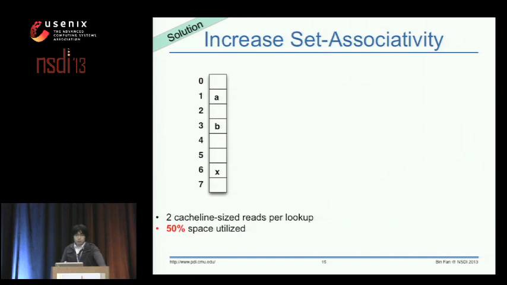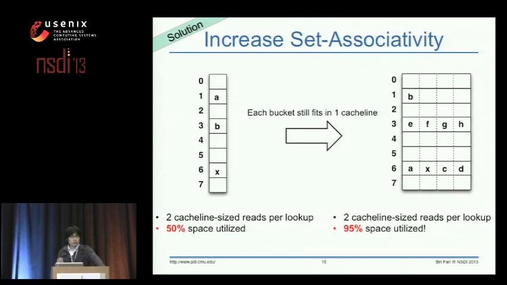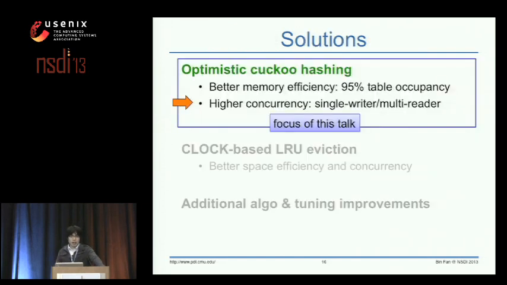So you just need to look up 2 locations in the hash table. And by doing this insertion, you get 50% space utilized. Still not good enough. What we do is increase the set associativity to 4. So each bucket now can contain up to 4 different items. If you do this, each bucket still fits the cache line size, but you can improve the space utilization from 50% to as high as 95%. So by doing this, we get a very compact hash table. The space utilization is pretty high.